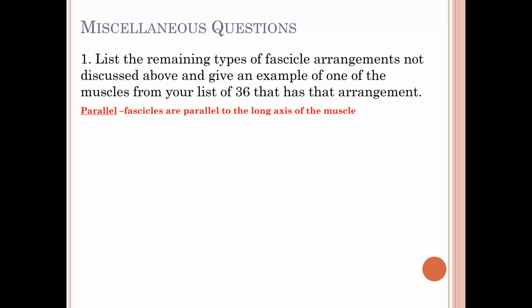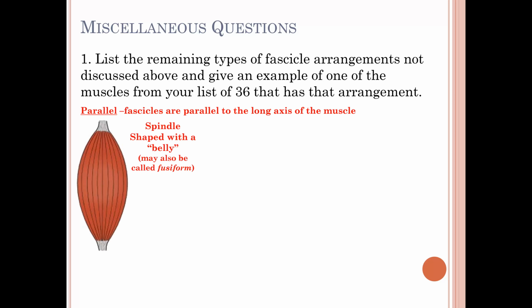So parallel fascicle arrangement: the fascicles are arranged parallel to the long axis of the muscle, and these can be divided into 3 broad categories. We have spindle-shaped parallel muscles that have a belly, so the middle is fatter than the ends. These may also be called fusiform muscles. Some examples of these from your list are the teres major, the triceps brachii, the biceps brachii, the brachioradialis, the biceps femoris, the semimembranosus, and the semitendinosus.